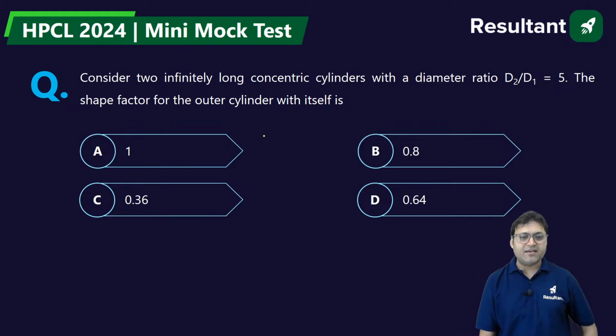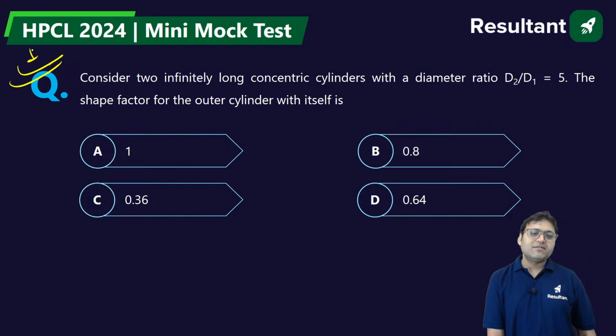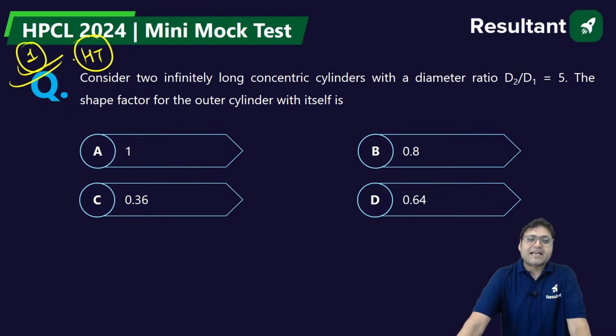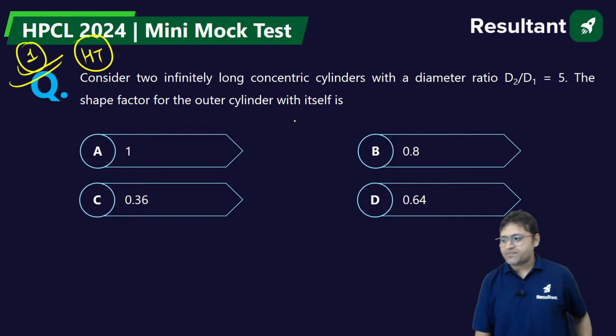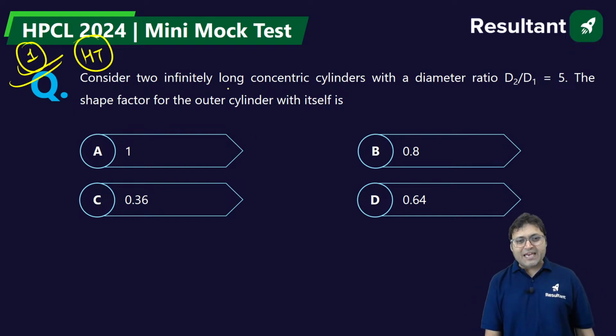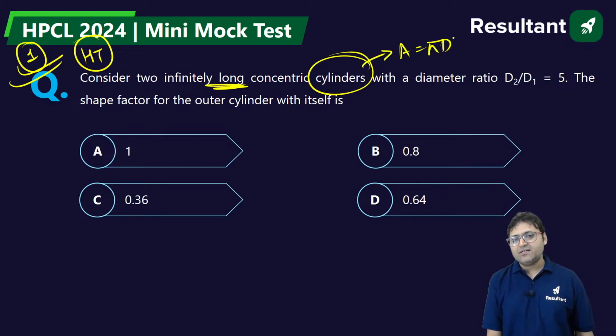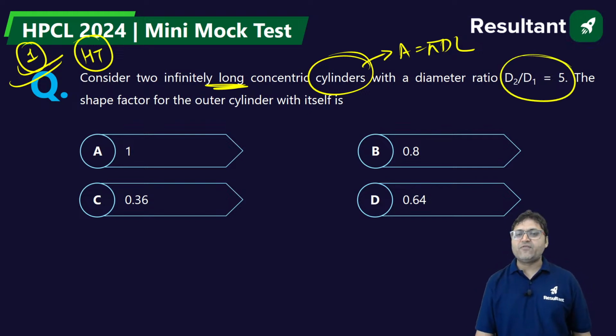There is a question on the screen. Question number 1. The question is from heat transfer, and more specifically it is from the radiation shape factor. Consider two infinitely long concentric cylinders. The area of a cylinder is 2 pi RL or pi dL. Area is given by pi dL. The cylinders have the diameter ratio d2 by d1, where d2 is the outer diameter and d1 is the inner diameter, because the ratio is 5, which is more than 1.